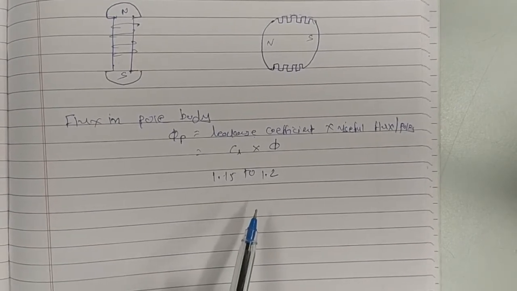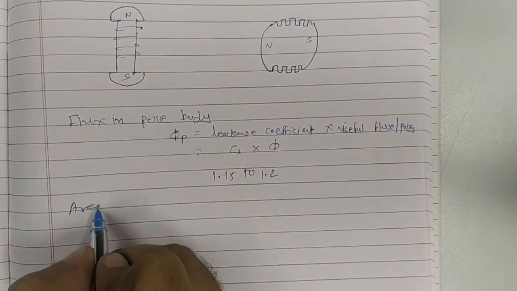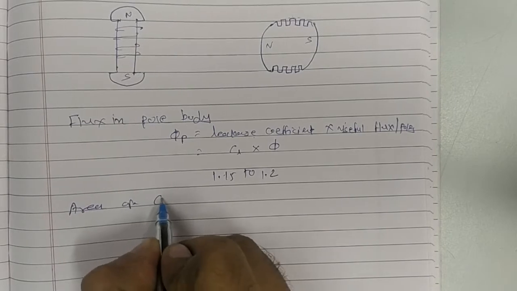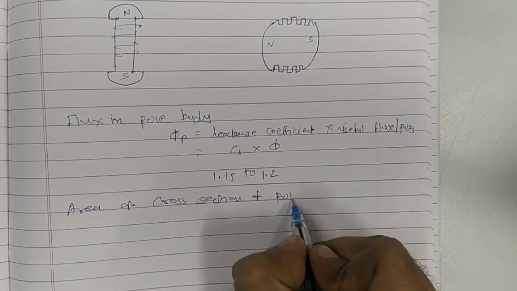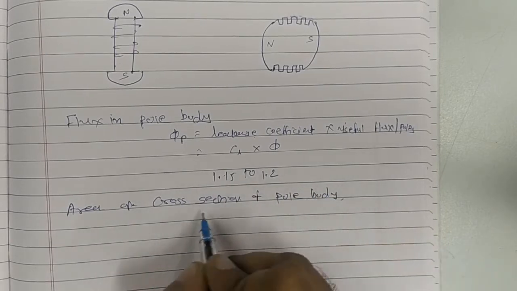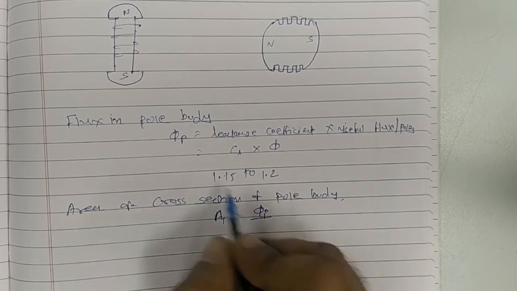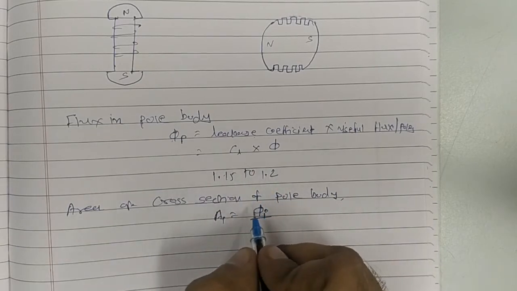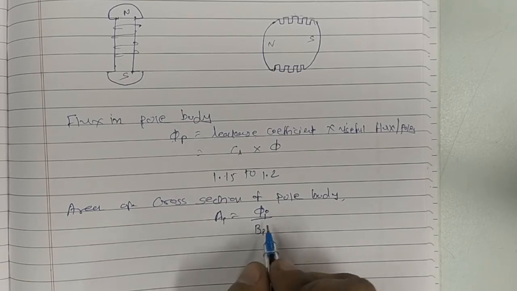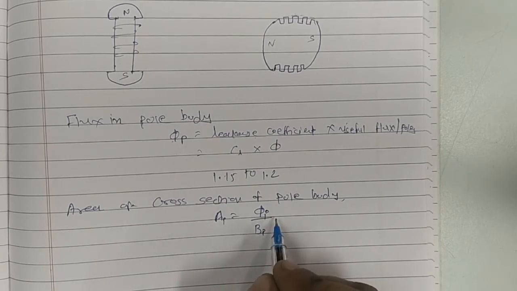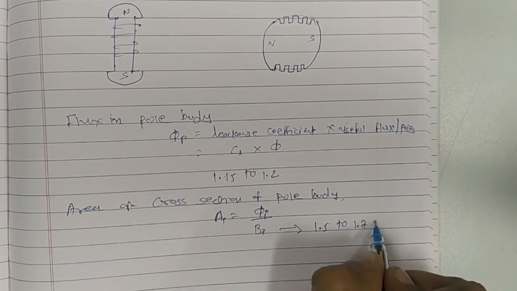Now the second thing is the area of cross section of pole body. Let us denote it as A_P, which is equal to phi p, the calculated value of the flux, divided by B_P, that is the flux density. This flux density in case of a synchronous machine rotor will vary from 1.5 to 1.7 Tesla.